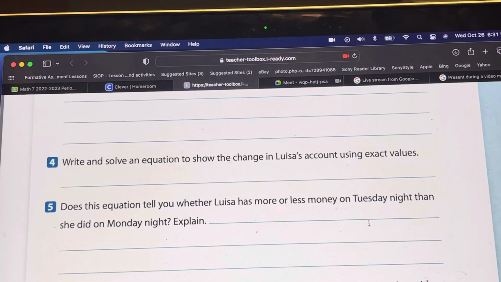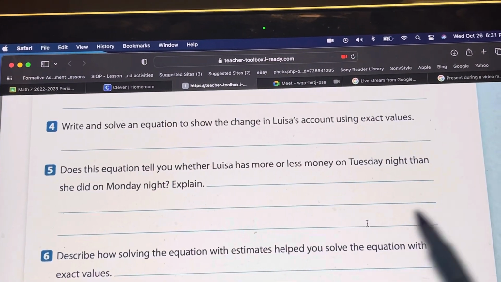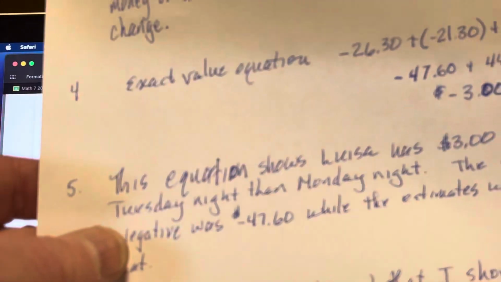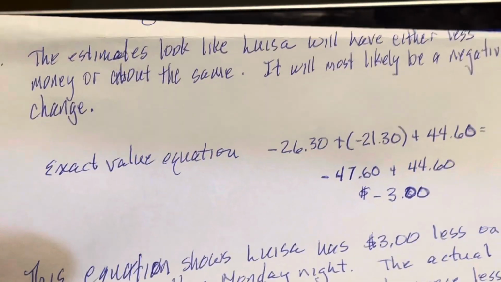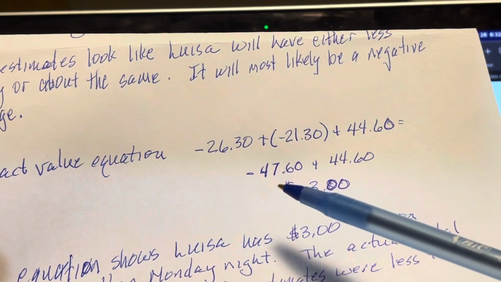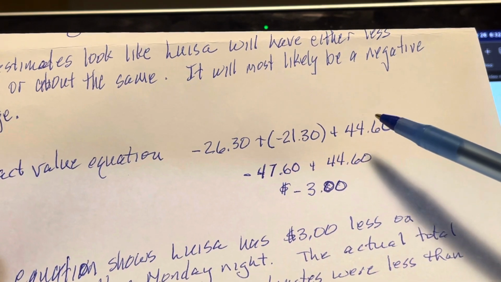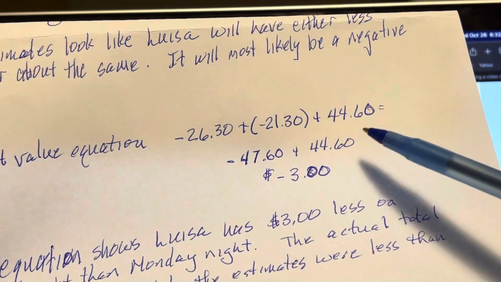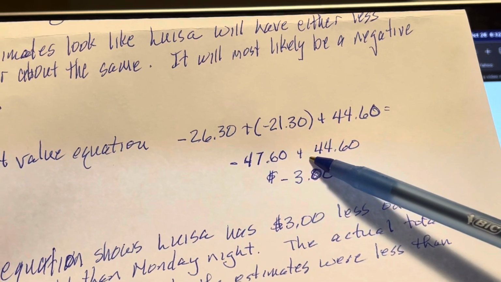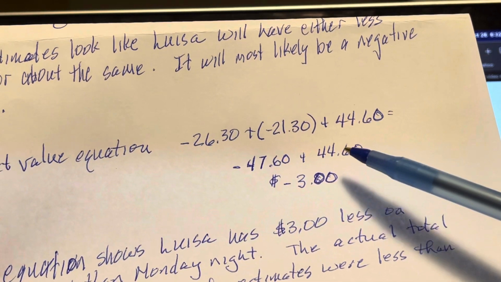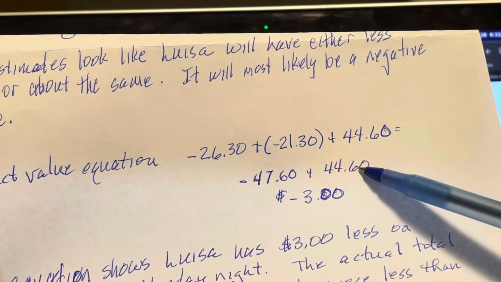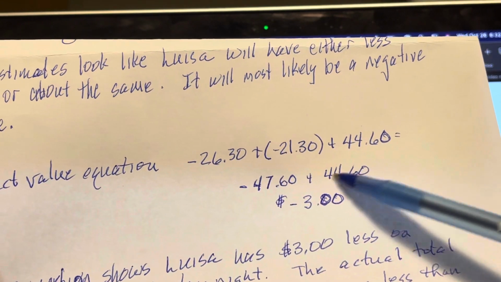So number 4 says to write and solve an equation to show the change in her account using exact values. That's going to be right here. Number 4, exact value equation. We got negative 2630 plus negative 2130 plus 4460, and that gives us negative 4760 and 4460. What happened was this one went further negative and this one went less positive also.